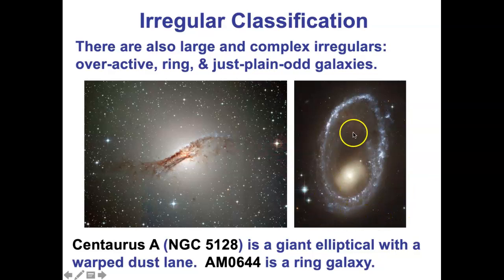AM0644 is a ring galaxy, because the thing you can't see in this picture is there's a big galaxy up here, and the gravity of this big galaxy is pulling all these gas and stars up toward it. And as the gravity pulls, the gas gets squeezed, it collapses, and when it collapses, it forms stars. So you get this big ring of new stars orbiting around the galaxy as the interaction between these two galaxies triggers new star formation.